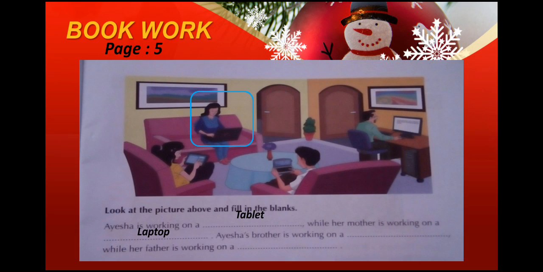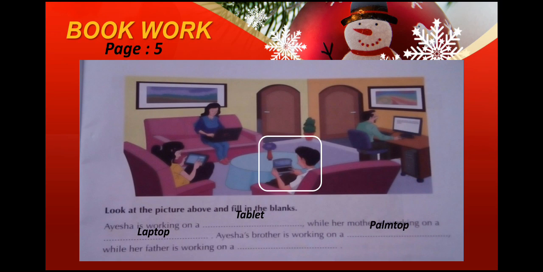Okay, next we are starting. Aisha's brother is working on a dash. Where is Aisha's brother? Yes, you can see that Aisha's brother is using a handy tool, a palm-size computer system or a palm-size PC in his hand. So what is it called? A palm-size computer system is called a palmtop.